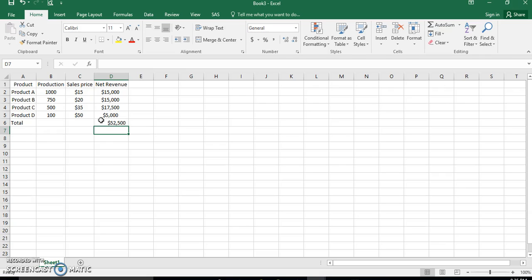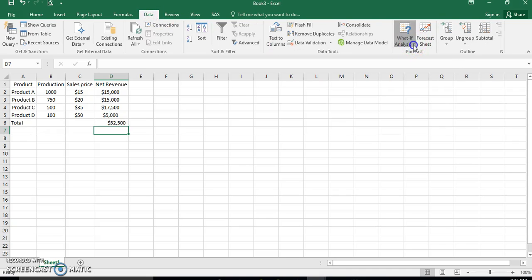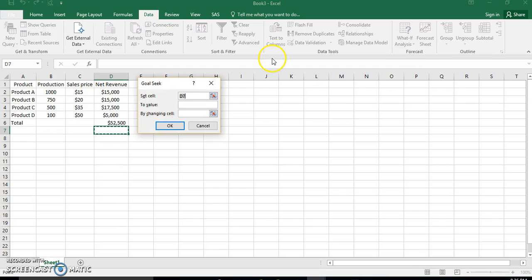Now how can we have a different value for an input cell when we are trying to fix our output? Again, we have to apply the concept of goal seek. So go to data, what if analysis, goal seek. Now this time the set cell, that means we are fixing the net revenue. So the cell that we have to choose is D6. We are fixing the value of D6 to 60,000. Now by changing cell, we want the production of D to be higher. So that means we want the value for cell B5 to increase.